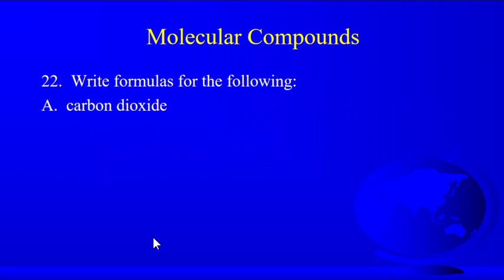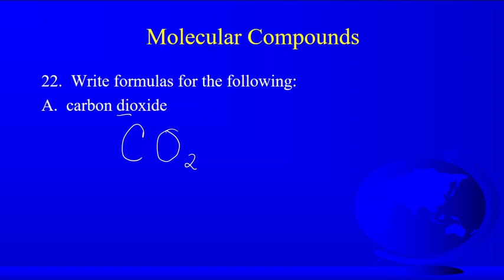Carbon. First of all, notice there's no prefix on carbon because there is one prefix that is usually assumed. You don't have to see it. And that is mono. So, no prefix means I have one carbon. Di, think dinosaurs. Two oxygens, carbon dioxide.